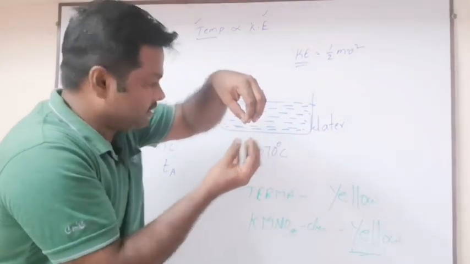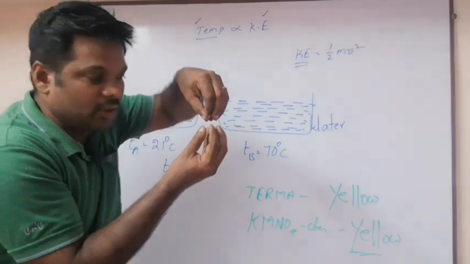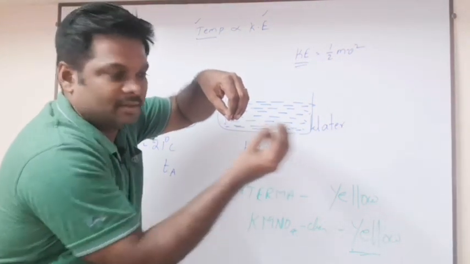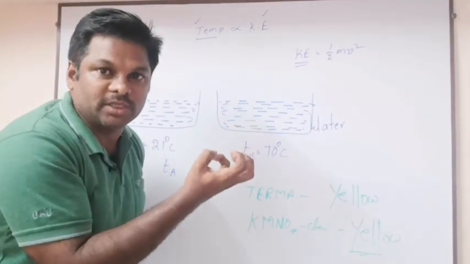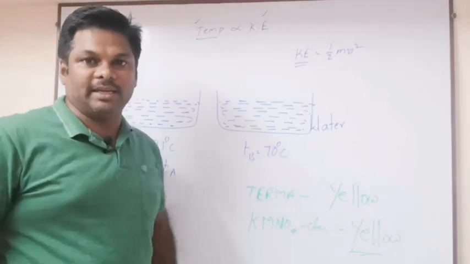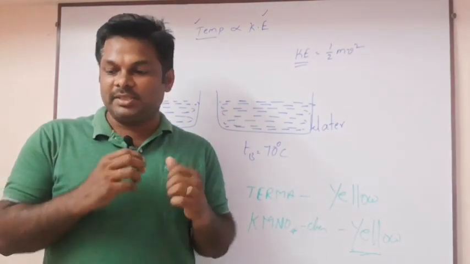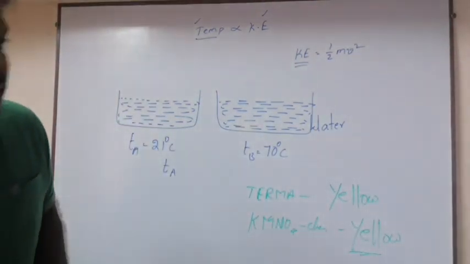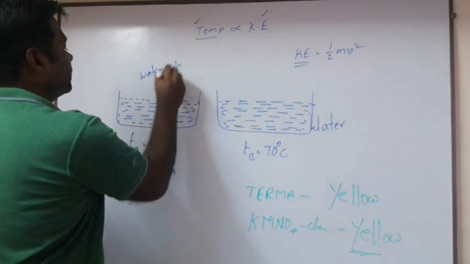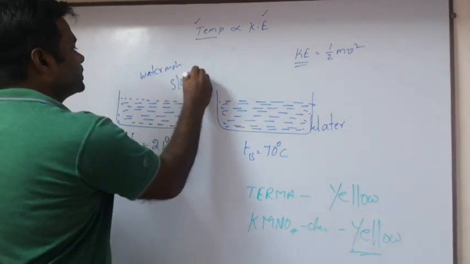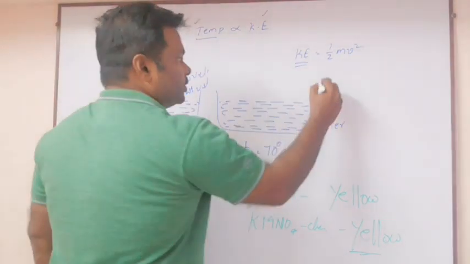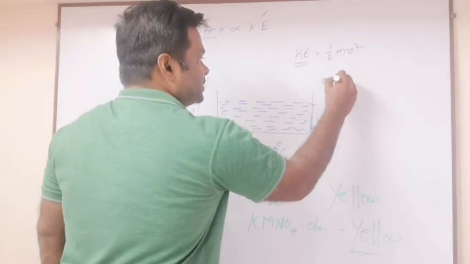Carry the color. In the first beaker, water molecules are moving very slowly, and in the second beaker they are very fast. Those water molecules carrying this food color, KMnO4, you can watch with your naked eye. What is happening? What is the reason? The reason is that here water molecules are moving with a small velocity, and here the water molecules are with great velocities.